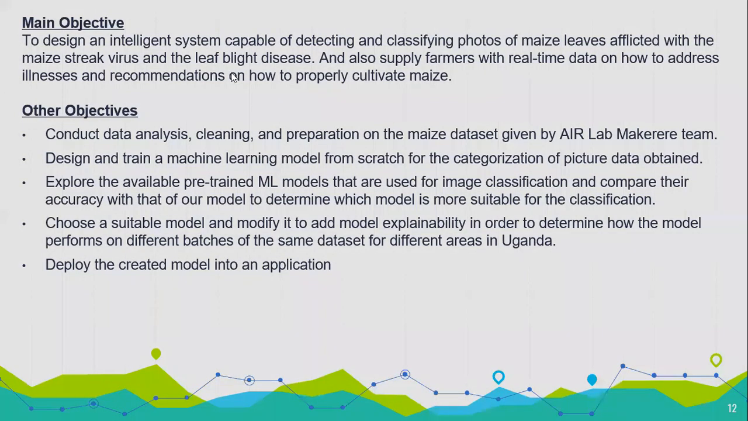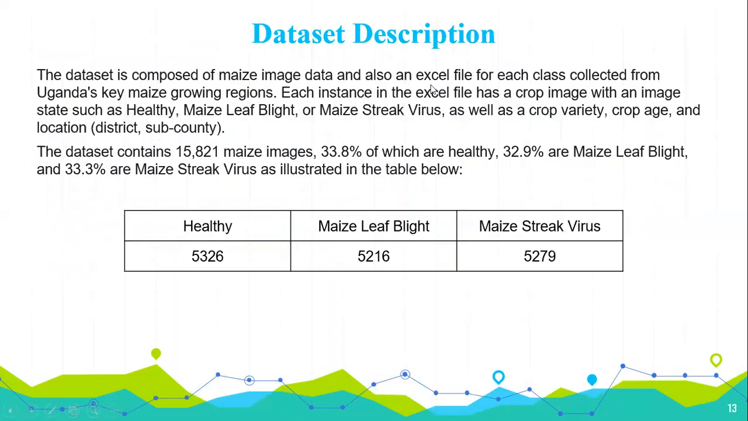Now, the dataset description. The dataset that we have is composed of maize image data, and it also contains an Excel file for each class collected. And this dataset was mainly collected from the key maize growing regions around Uganda. Each instance in the Excel file has a crop image that has a class, for example, whether it's healthy, whether it's afflicted with a leaf blight or maize streak, as well as the crop variety, the age, and the location where that image was taken.